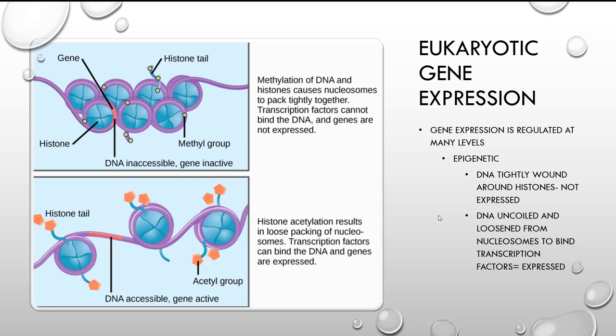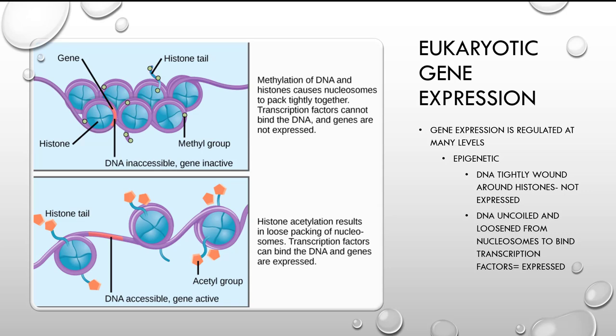So moving on to eukaryotic gene expression. And recall with eukaryotic gene expression, it's regulated at many levels. So we have the epigenetic, we have the transcriptional level like with the prokaryotic cells, the post-transcriptional level, the translational level, and the post-translational level. So we're going to go through and give examples of each.